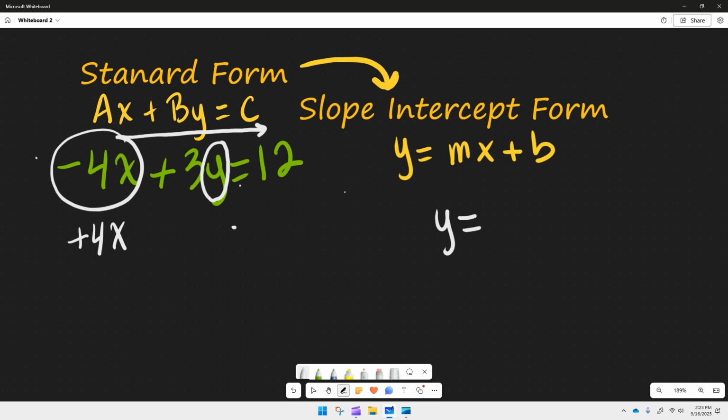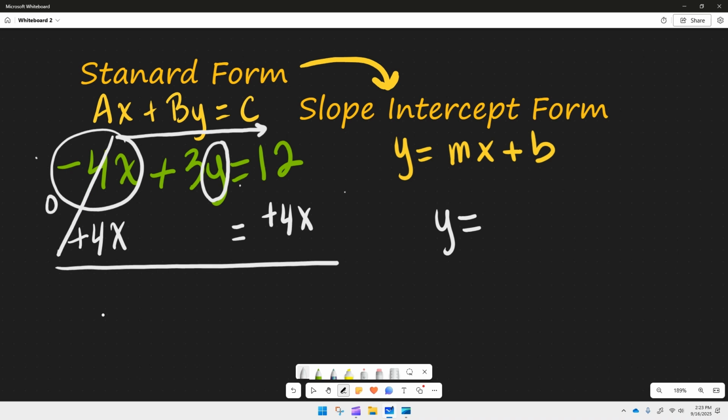What I do to one side, I must do to the other side of the equal sign. So that's going to be plus 4x equals 12 plus 4x. We're just going to add straight down. So minus 4x plus 4x becomes zero, so that term is canceled out. We're going to bring down this 3y term because we have not done anything to it. I'm going to say 3y. We're going to bring down our equal sign. Everything's lined up with what was lined up above.